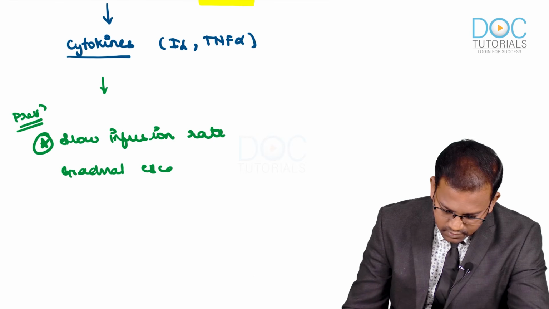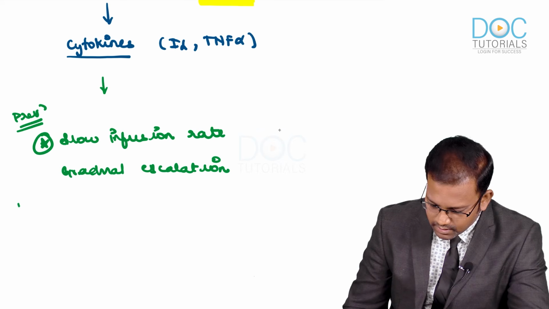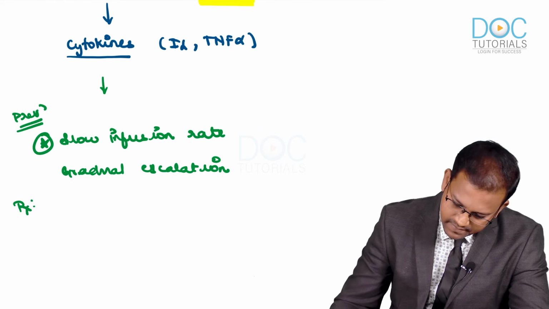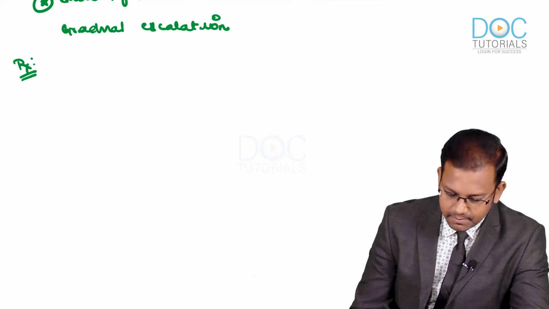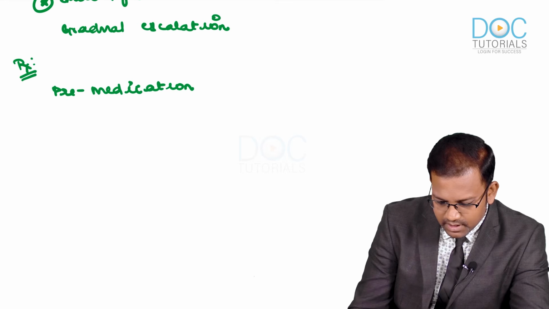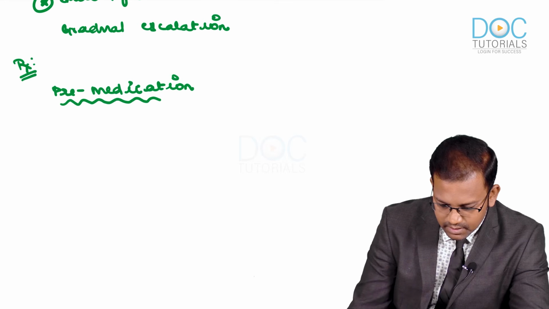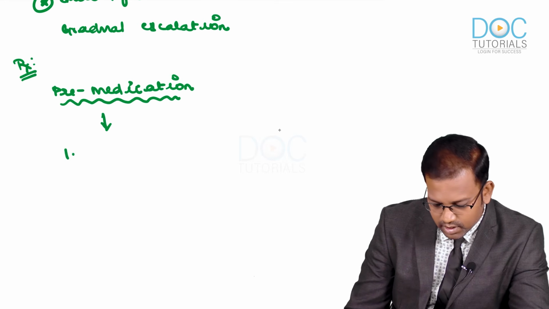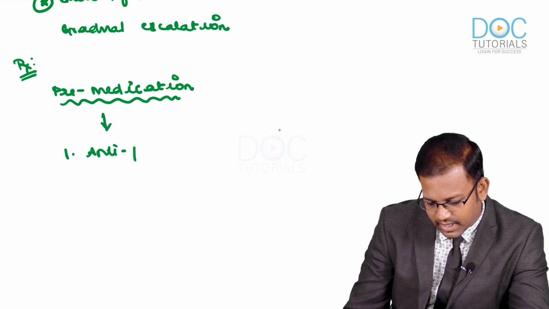Gradual escalation of doses. How can we treat it, or how can we prevent it? We have to opt for pre-medication before administering the intravenous infusion. What are the different pre-medications which we currently have before administering amphotericin B?